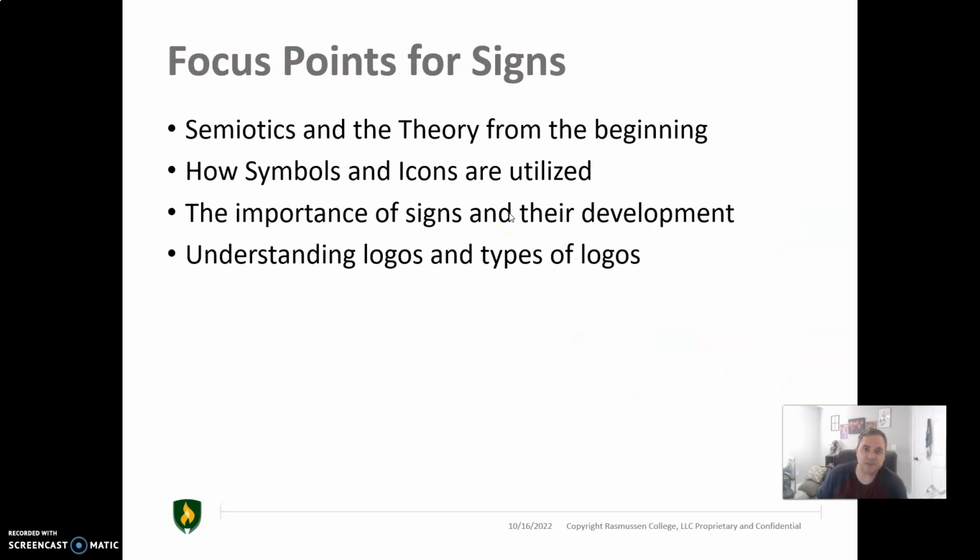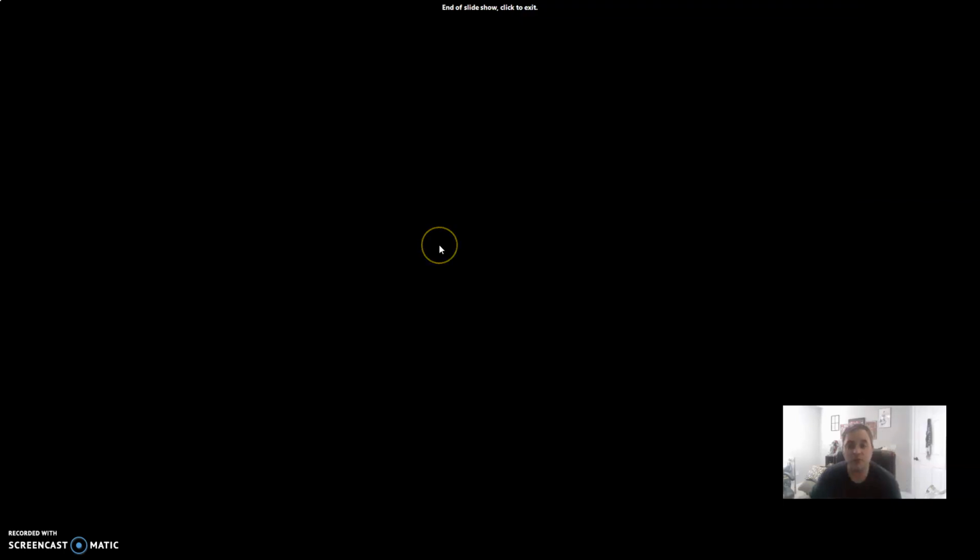We're also going to talk about semiotics as a whole and the theory from the beginning. We're also going to talk about how symbols and icons are utilized. We're going to talk a lot about the importance of signs and their development, and also logos and different types of logos and how they're going to really affect you moving further down. Cool stuff. But other than that, that's pretty much it. It's going to be really great.